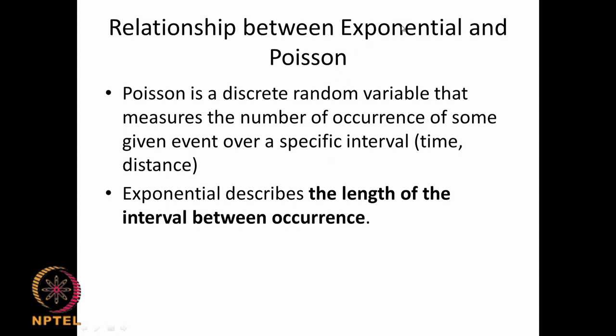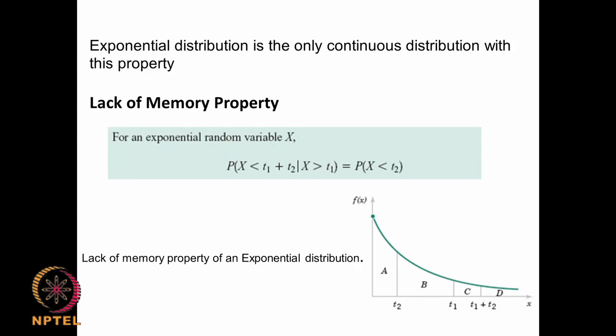Okay, so what is the relation between exponential and Poisson? As I mentioned, Poisson is a discrete random variable that measures the number of occurrences of some event, whereas the exponential distribution gives you the length of the interval between occurrences, how long it will take for a particular event to take place, whereas the Poisson distribution tells you how many events. Okay, that is why they are both interrelated. So, the exponential distribution is a continuous distribution and it has no memory term attached to it. That means just because an event has happened, that does not mean that it will have a bearing on the next event, like the road accidents, there is no bearing on that at all.